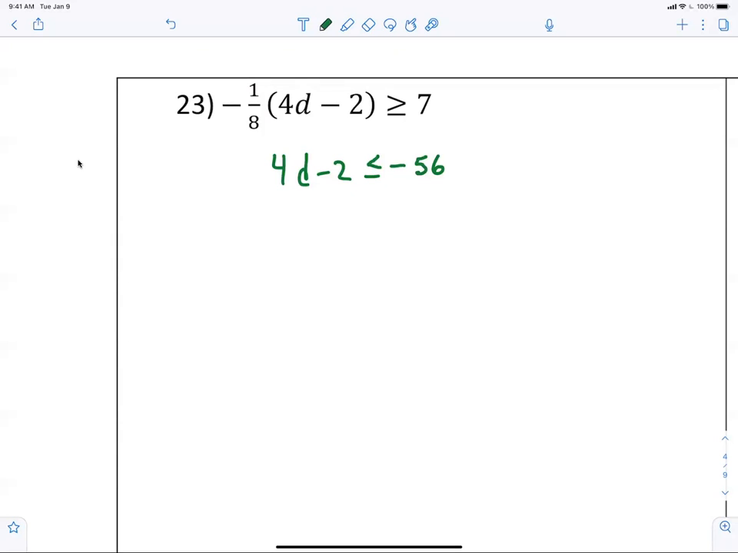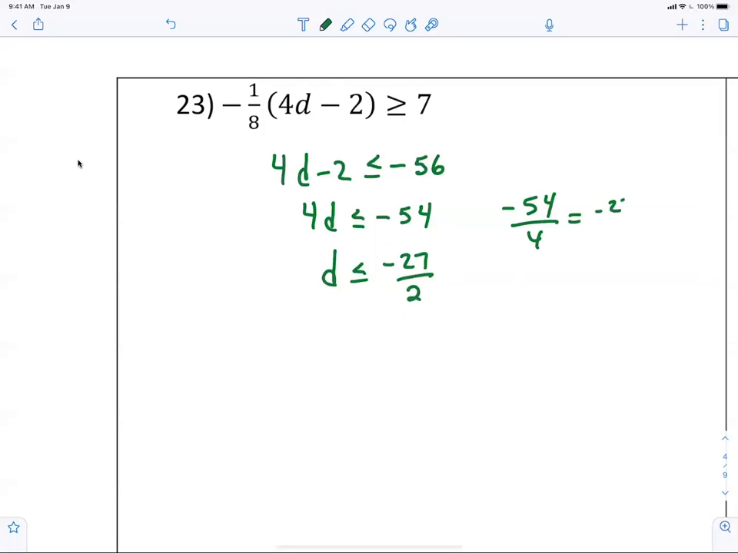Now, what do I do to both sides? Move the 2. 4d less than or equal to negative 54. Does 54 divide by 4 evenly? No. Negative 27 over 2, right? 54 over 4 divided by 2, negative 27 over 2, just to make sure. If you want to use your calculator, it doesn't matter to me, but you should practice your mental math. Anybody have any issues with 23?